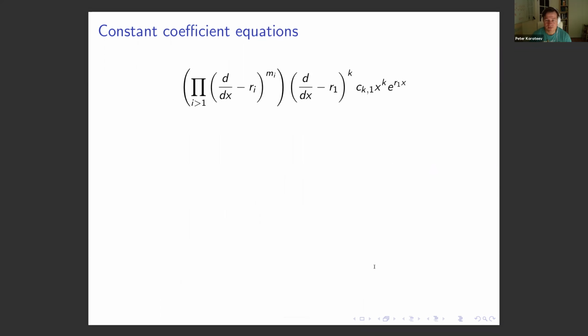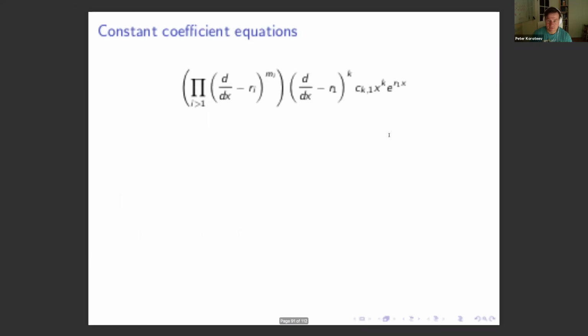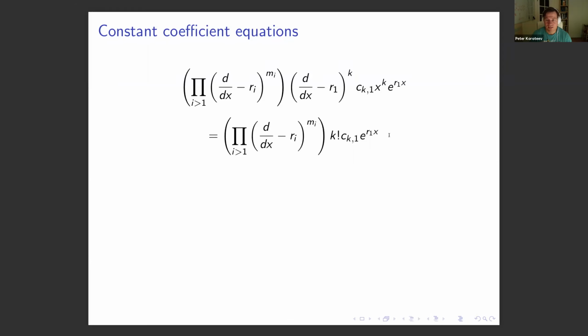Okay, so let's consider it. Everything is sent to 0, right? All terms in this double sum disappear except for this one. Well, we can calculate the derivative. We can apply this differential operator. We get k factorial times ck1, right? When you differentiate x to the k, k times, you get k factorial.